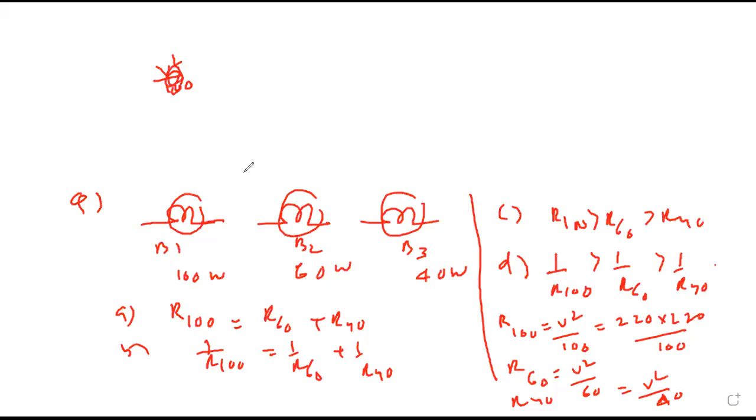So R of 40 will be maximum because denominator is least. It's greater than R of 60, is greater than R of 100. Do we have this option? R 40 is greater. No, we don't have this option. But in the reciprocal something is visible. 1 upon R 40 will be less than 1 upon R 60 will be less than 1 upon R 100.